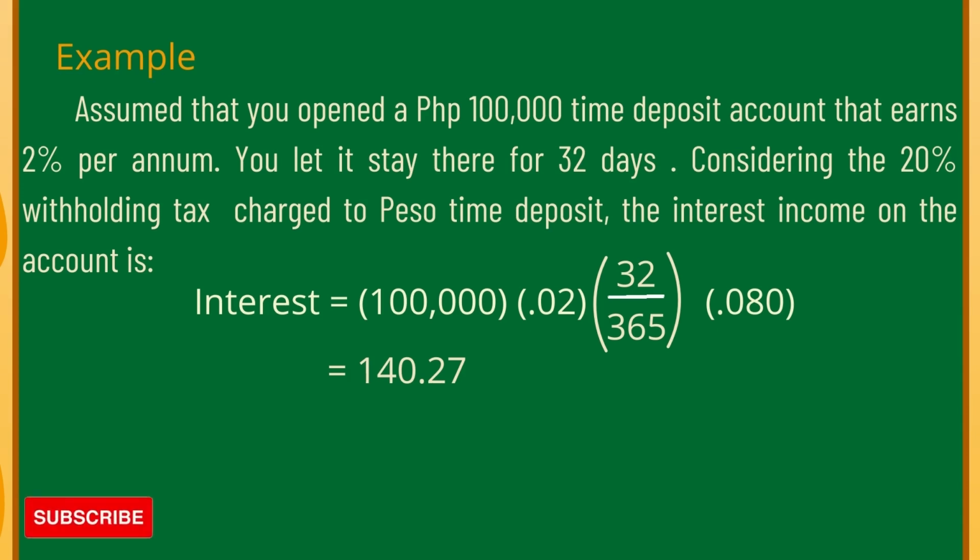So the 0.80 in the formula means, oh sorry, that is 0.80, not 0.080. You are getting just 80% of the total interest because the 20% withholding tax is deducted. Thus, for 100,000 money placed for 32 days in a time deposit, paying 2% interest per annum, the net interest income is 140.27, which is a bit small considering the principal placed.